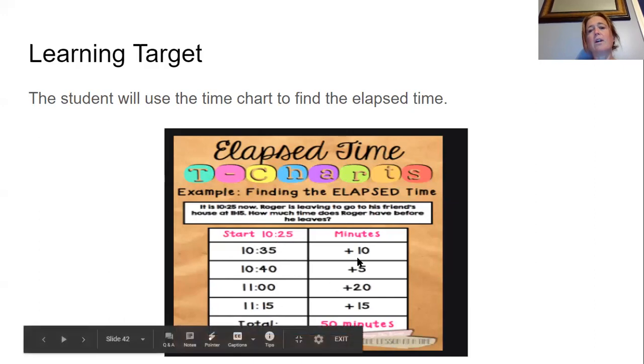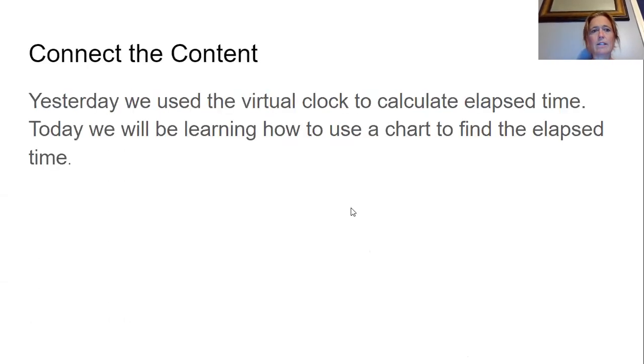So as you can see, we added minutes until we got to 11:15. Then we added all the minutes together and got 50 minutes. So he has 50 minutes before he leaves to go to his friend's house. All right, so let's try this together.